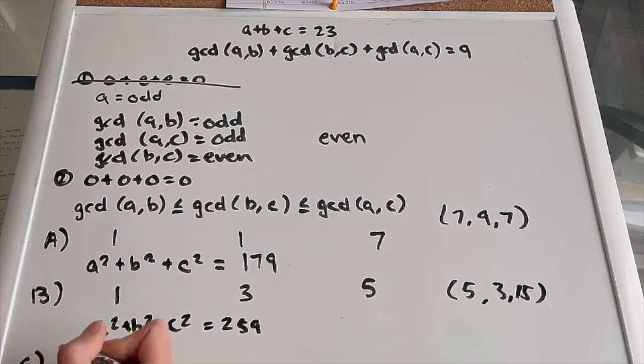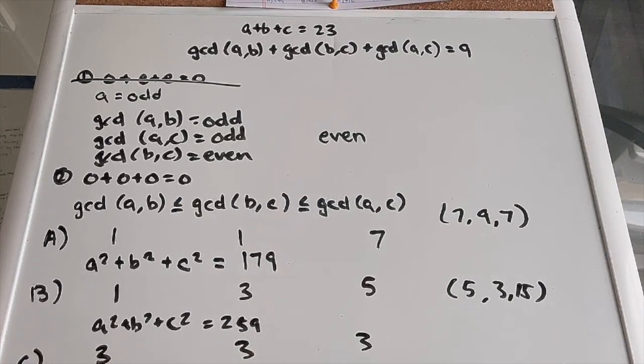And possibility C is when these three are all equal to 3. And we can see that there is no solution to this problem because they're not going to fit the standard that A plus B plus C is equal to 23.